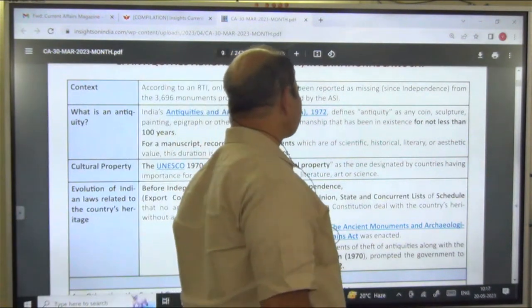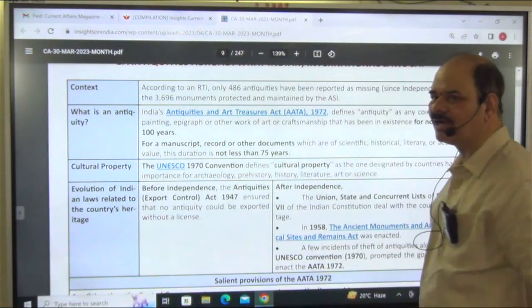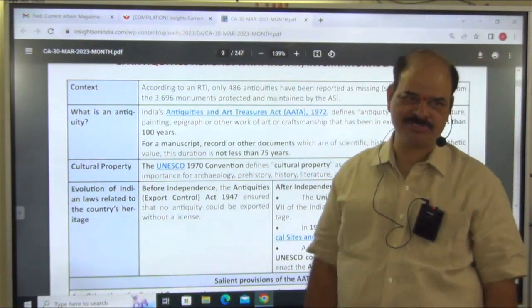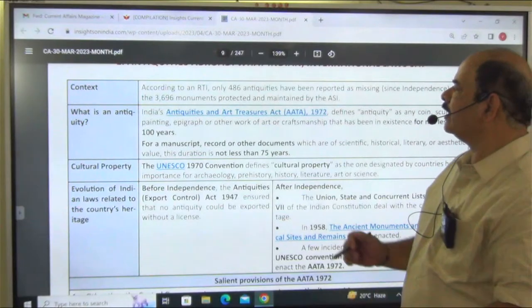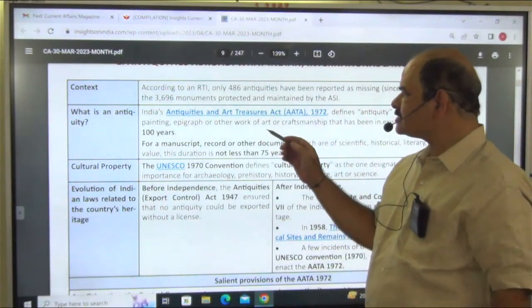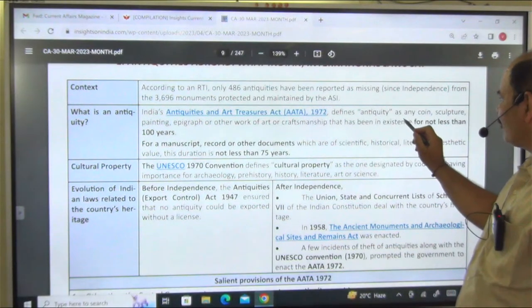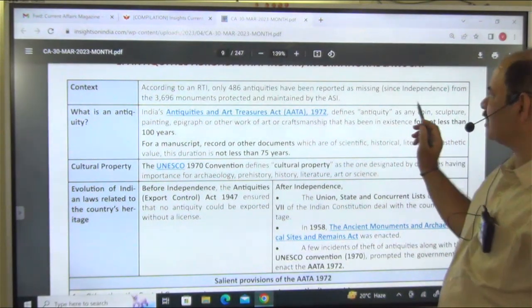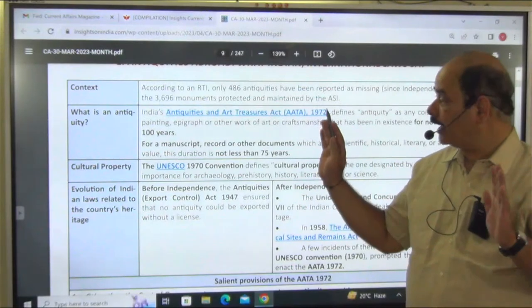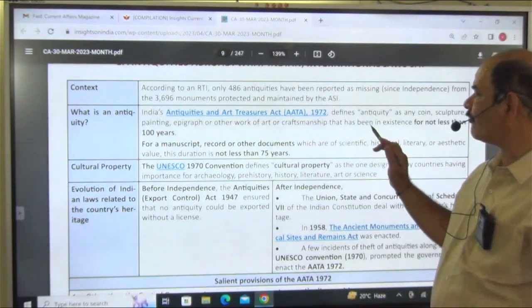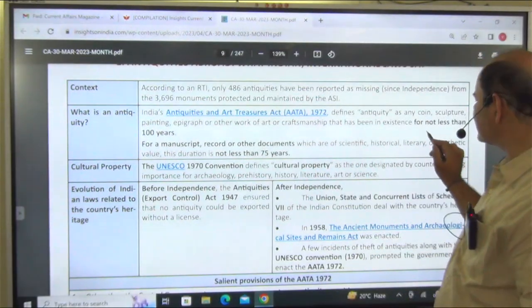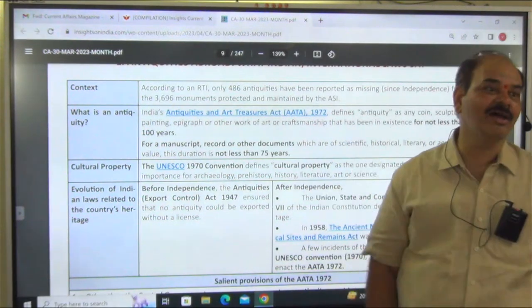Yes, Mohenjo-daro. Such kinds of things are called antiquities. Now, India's Antiquities and Art Treasures Act 1972 defines antiquity as any coin, sculpture, painting, epigraph or other work of art or craftsmanship that has been in existence for not less than 100 years.